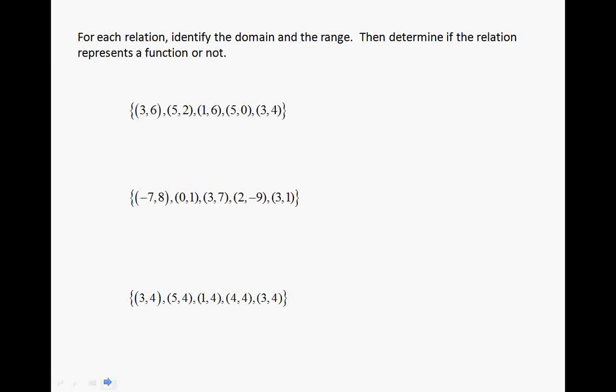Okay, you try. Press pause, and I want you to answer the following 3 questions. Identify the domain and range for each, and determine if they're a function, yes or no. When you press play, I'll put the answers up.